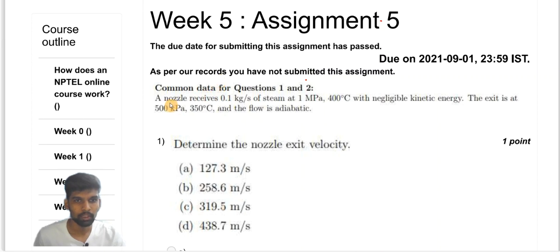So question number 1 is a nozzle receives 0.1 kg per second of steam at 1 megapascal and 400 degrees Celsius with negligible kinetic energy.